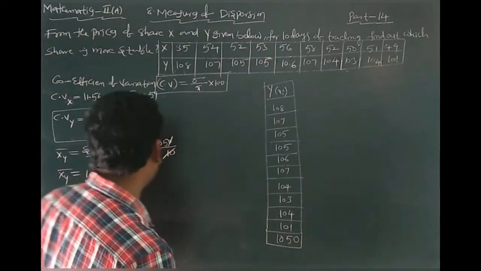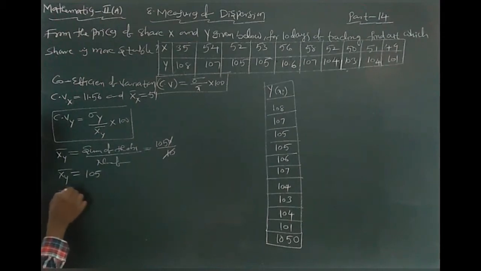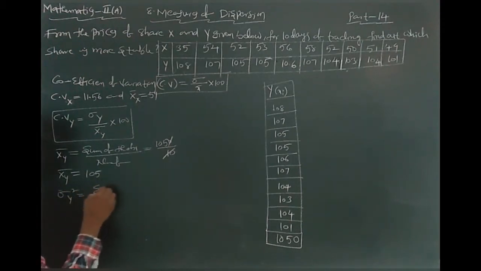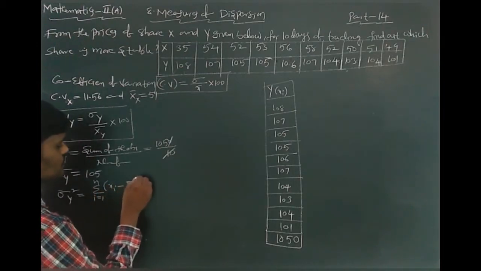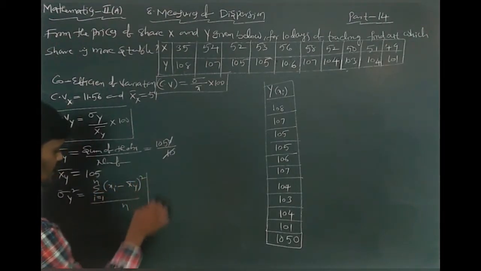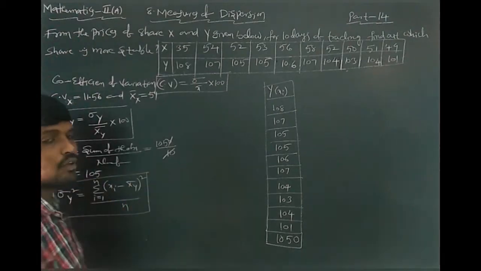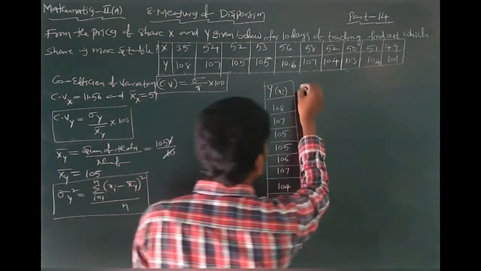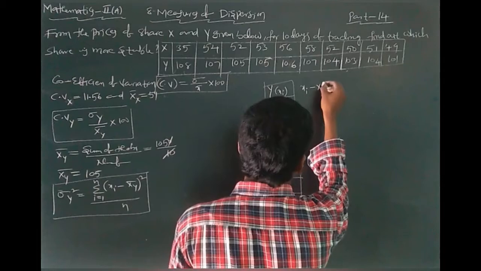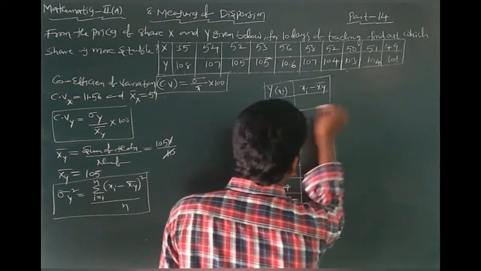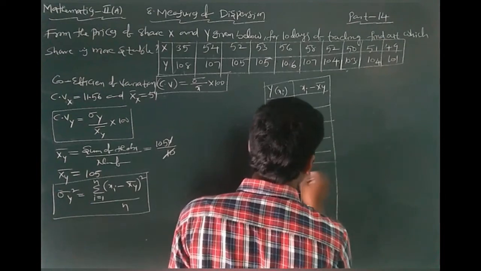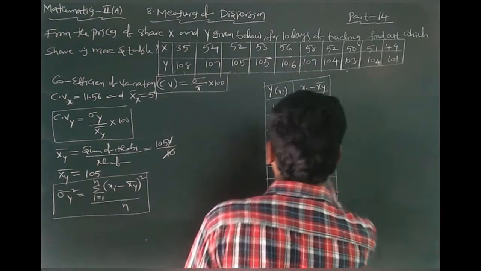After that it goes to variance. What is the formula of variance? Sigma y whole square is equal to the summation for i equal to 1 to n of (xi minus y bar) whole square by small n. This is the formula. In this formula, you write xi minus y bar for each observation. The first observation is 108.